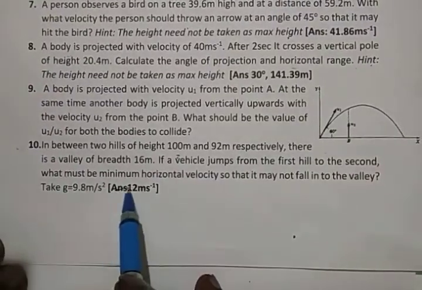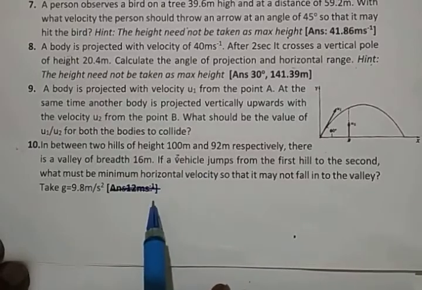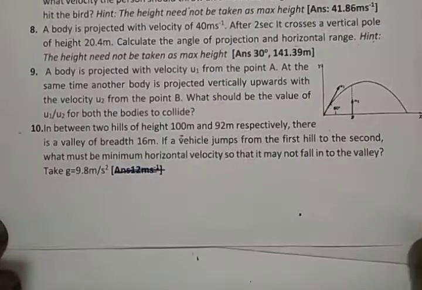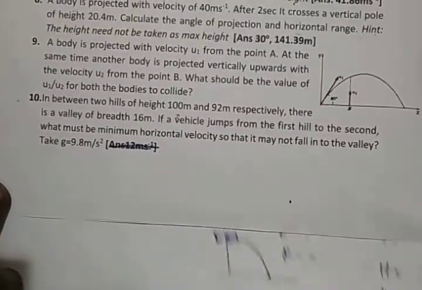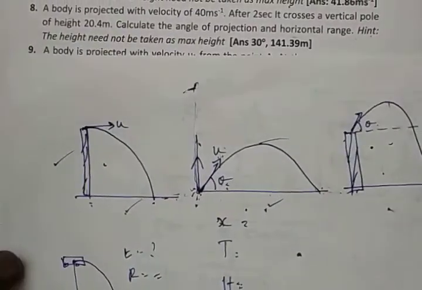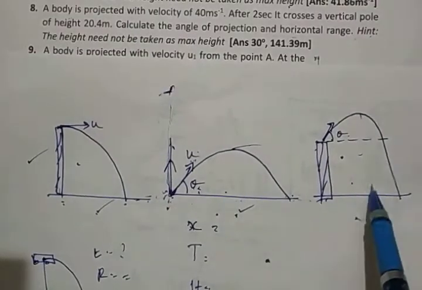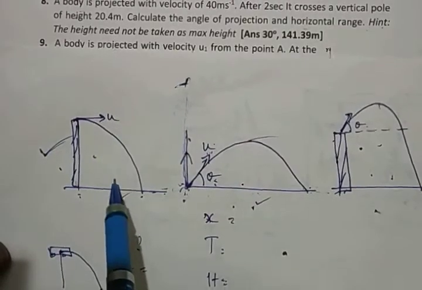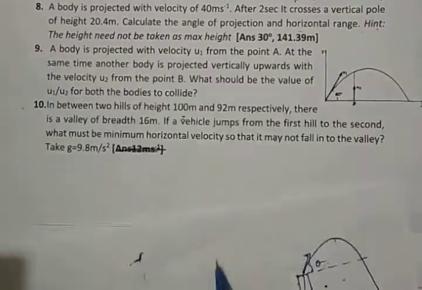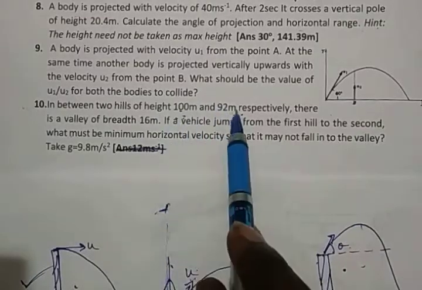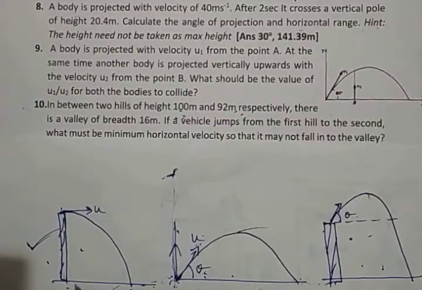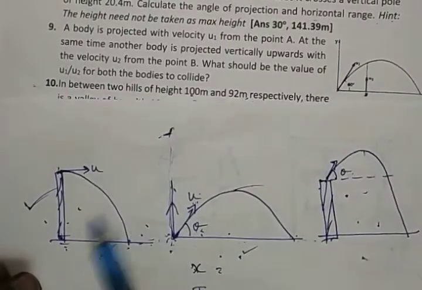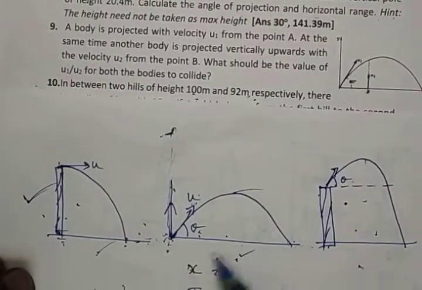This answer is wrong. You will get some other answer here. When you put it this way, you will get some other answer. You can easily find out. It looks to me this is the one. So you have to subtract the heights. 100 minus 92, so it's going to be 8 is the height. 16 is the breadth, this is the 16 here. And you can easily find out the value of this one using the same thing.